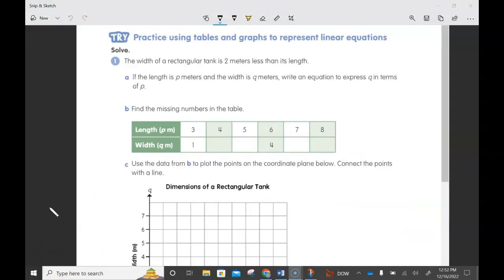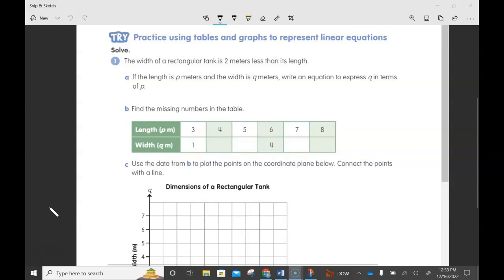Now let's take a look at page 74, where we are going to practice using tables and graphs to represent linear equations. If you remember before, a linear equation can be represented in a graph as a straight line, so we'll talk about this in just a minute. Let's take a look at problem number 1. The width of a rectangular tank is 2 meters less than its length. If the length is p meters and the width is q meters, write an equation to express q in terms of p.